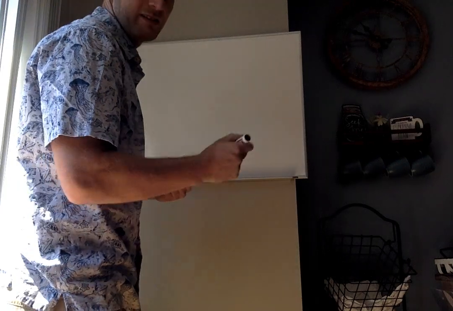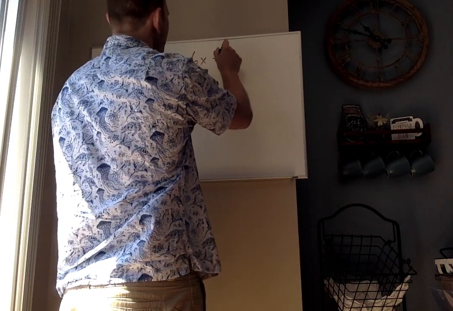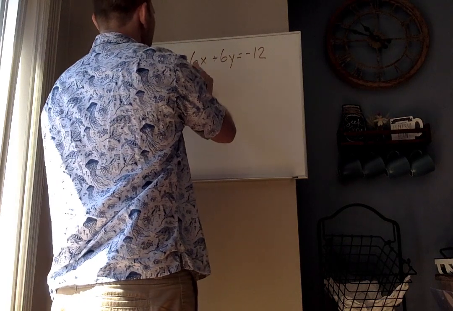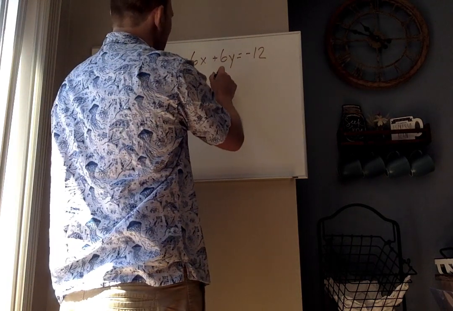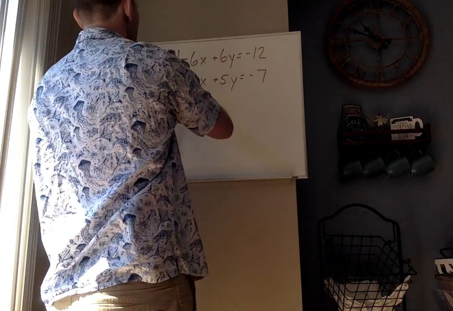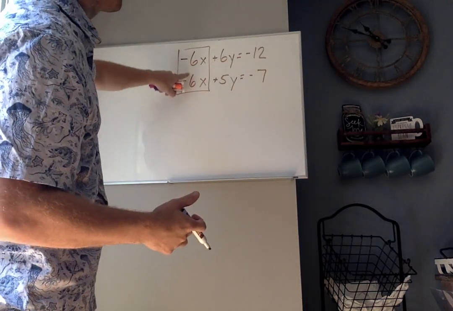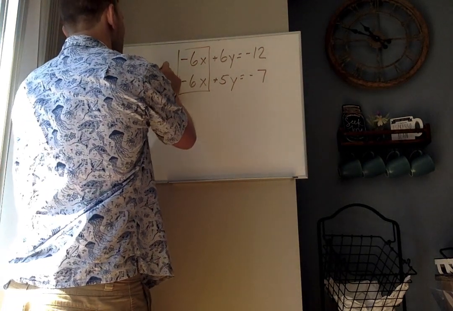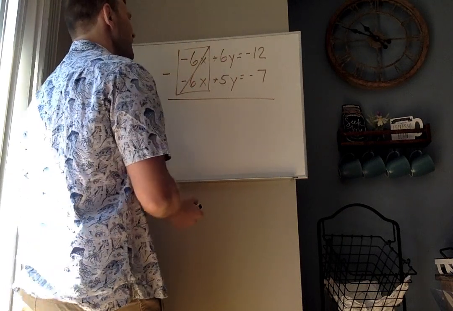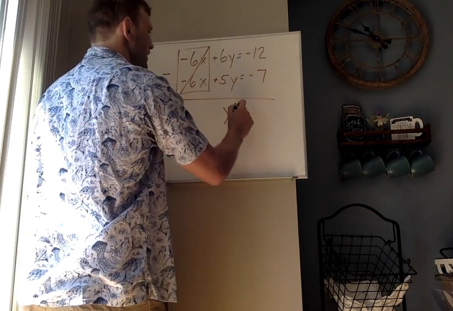All right, so the next one is negative 6x plus 6y equals negative 12. And the next one is negative 6x plus 5y equals negative 7. So what I do here is, again, I notice my x's are the same number in front. They're both 6's. In this case, they're both negative 6's. Since it's negative 6 and negative 6, I'm going to subtract because they're the same. So negative 6 minus negative 6, they cancel. 6 minus 5 is 1. Negative 12 minus negative 7 is negative 5.